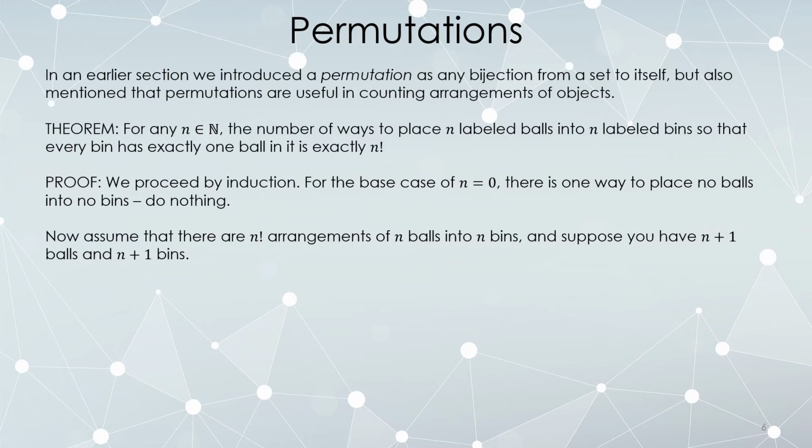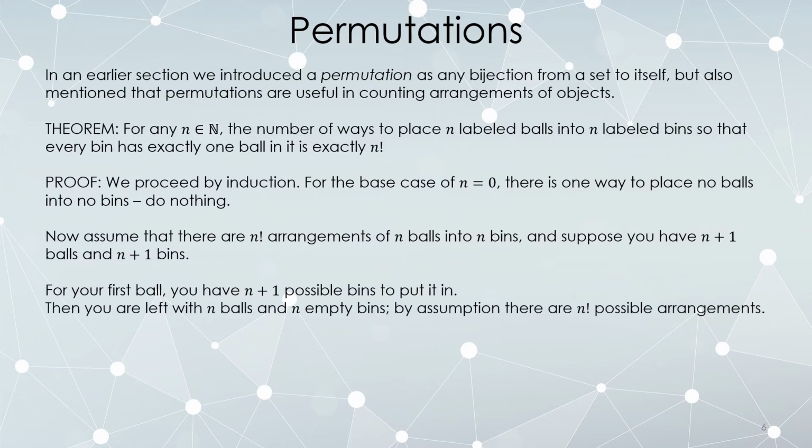So now assume that there are n factorial arrangements of n balls into n bins, and suppose I now get one extra ball, but I also get one extra bin. So for your first ball, there are n plus 1 possible bins to put it into. Then, if I've already placed one of the balls, I have n balls and I have n bins. I've used one ball, I used to have n plus 1, so now I have n, and I've used one bin, I used to have n plus 1, so now I have n.